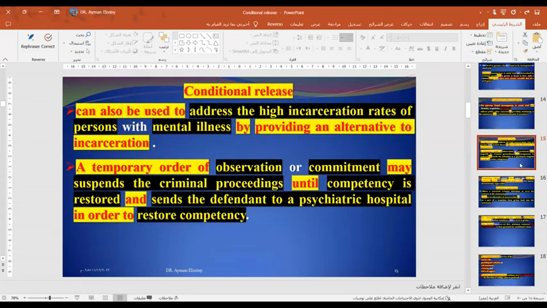So conditional release can also be used to address the high incarceration rates of prisoners with mental illness by providing an alternative to a prison sentence. A temporary order of observation or commitment may suspend the criminal proceedings until competency is restored, and sends the defendant in such a case to a psychiatric hospital in order to restore competency.